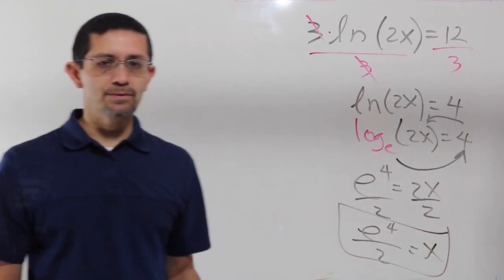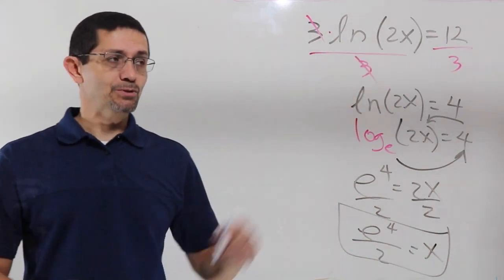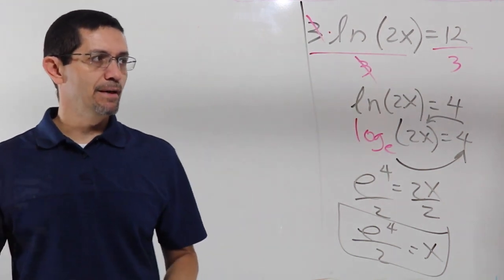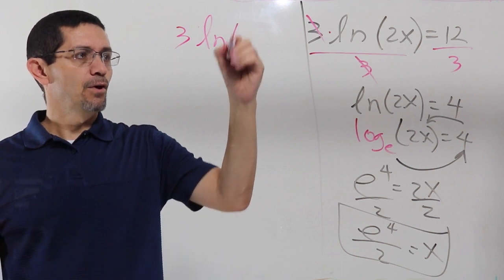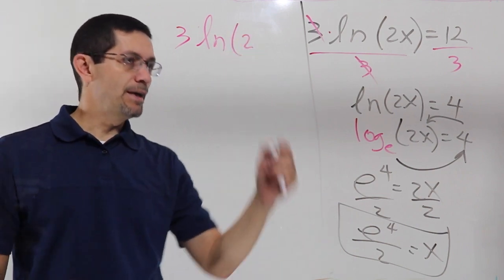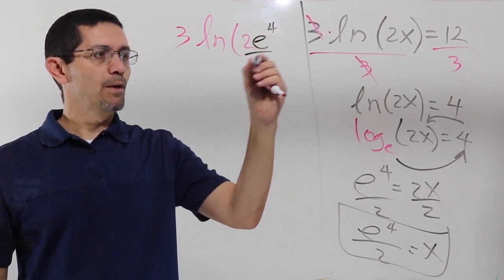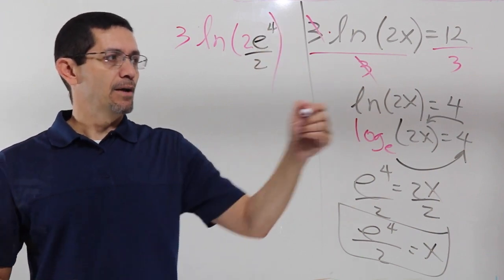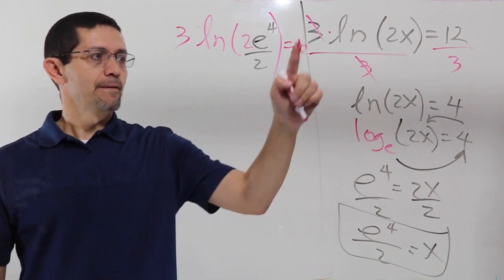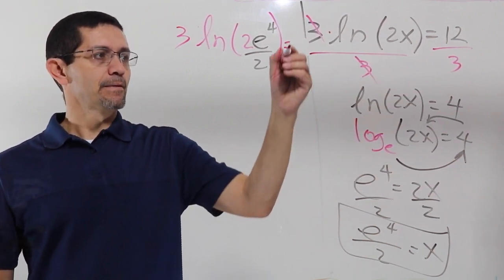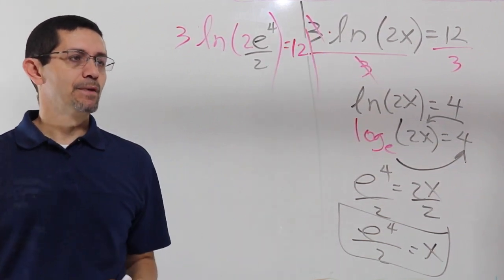And that's my answer. I want to go back and double check my answer. Let's plug it back in. So I have 3 ln of 2 times x. But x is e to the fourth power divided by 2. And all that is equal to 12.